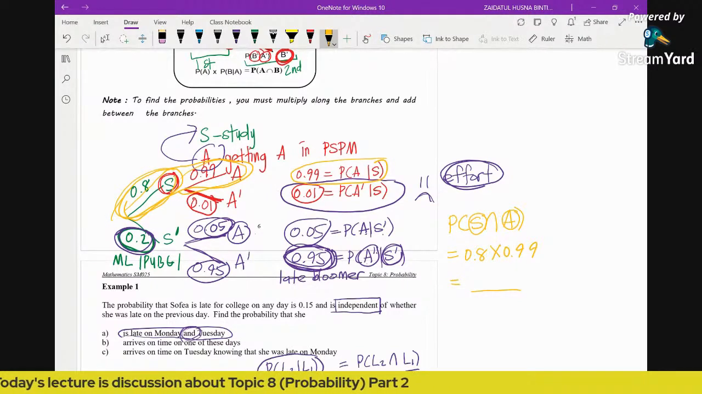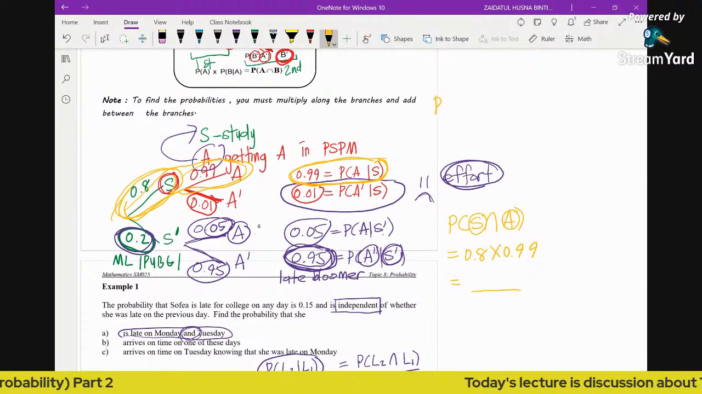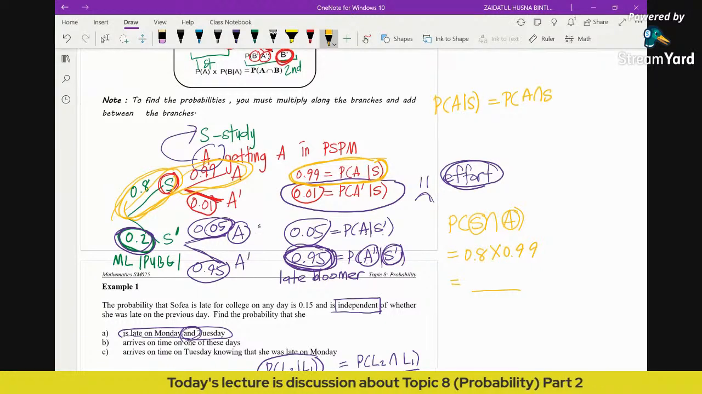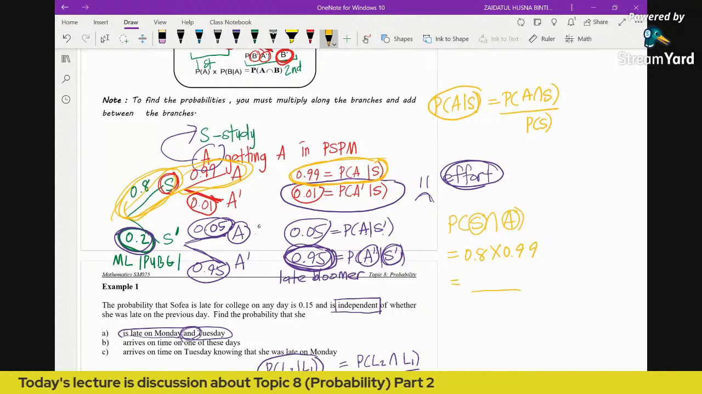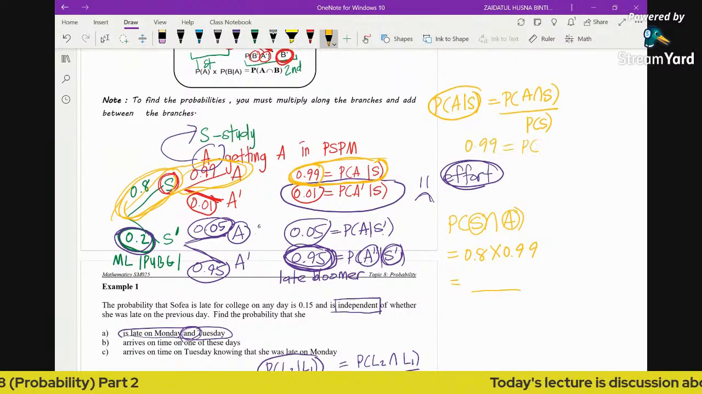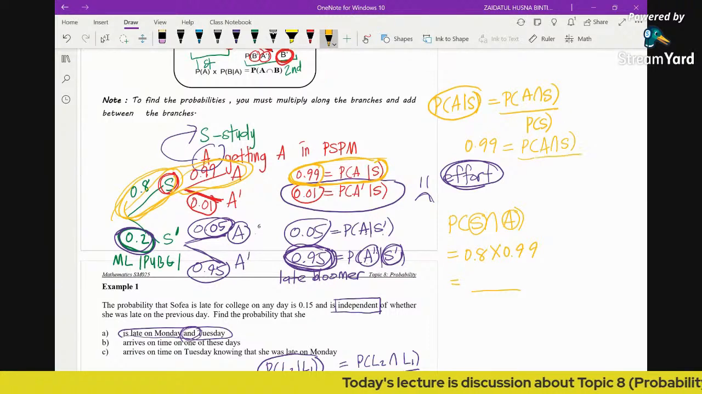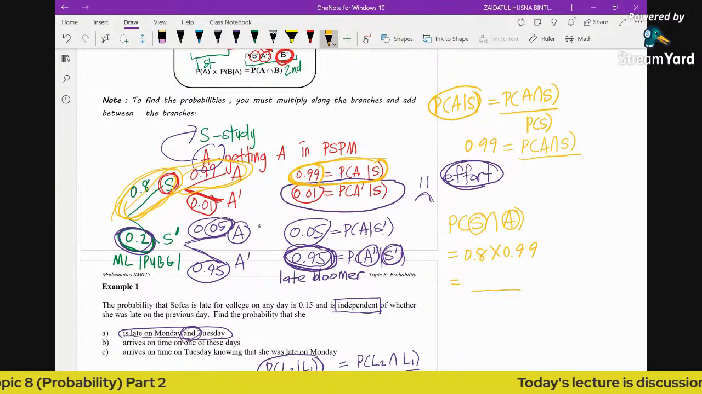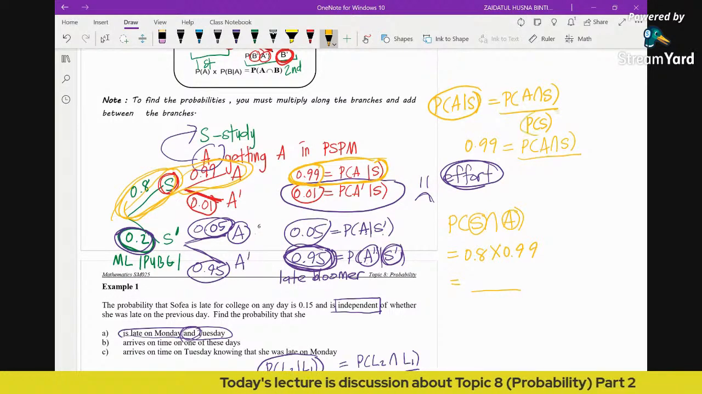Okay, so again, if we write the conditional probability just now, probability of A given S is equal to probability of A intersect S over P(S), right? So A given S is this 0.99. And then A intersect S is unknown. We cannot get the value directly from the tree diagram, because the tree diagram doesn't give us the intersection between the two events. Unlike the Venn diagram, where we can get the intersection, with a tree diagram we cannot get the intersection between two events directly. So now P(S) is 0.8.